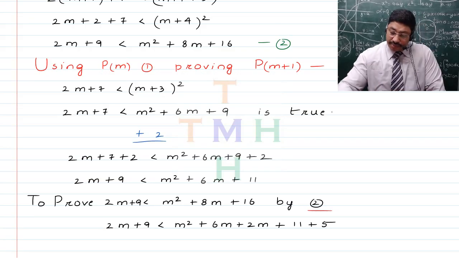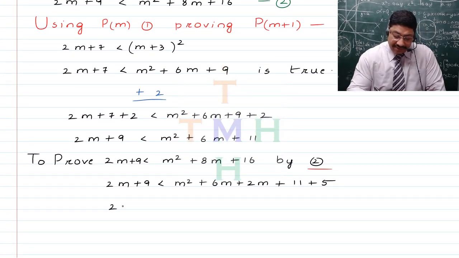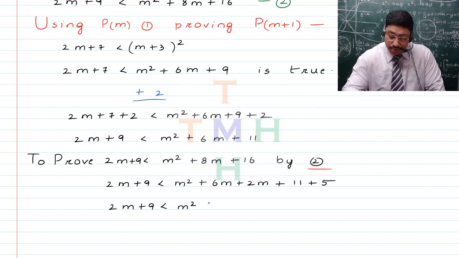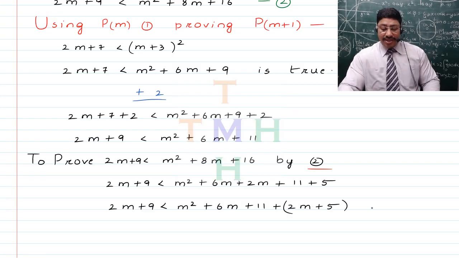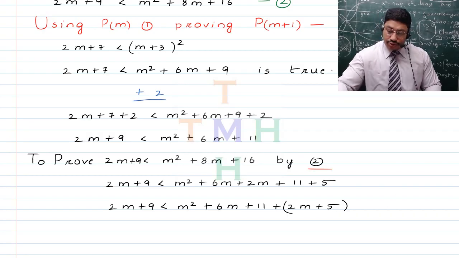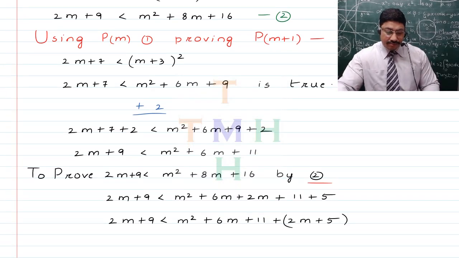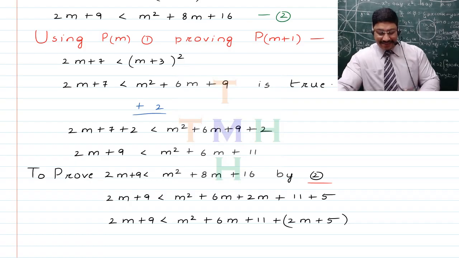Now children, after this what we do is we see here on the left hand side we can write 2m plus 9. However, the right hand side is going to become equal to m square, to which you add 6m, to which you add 11, and to complete the right hand side of this inequality, you further have to add 2m plus 5, and that you can put in a bracket. Now as you know, 2m plus 9 is to be less than m square plus 8m plus 16, right?